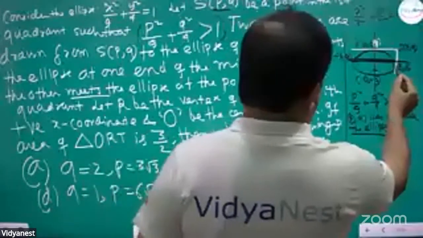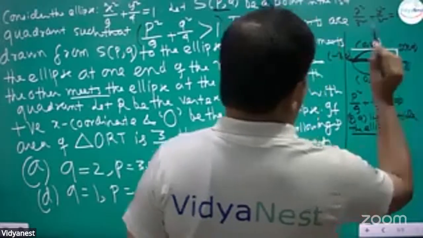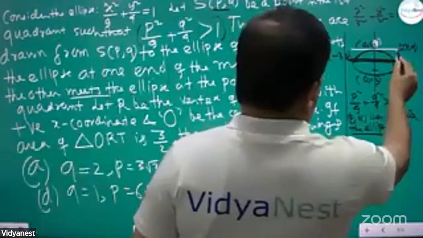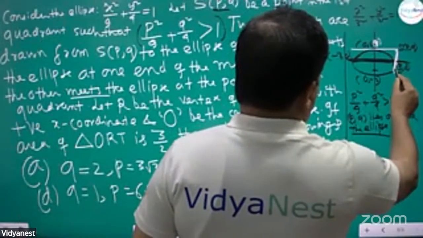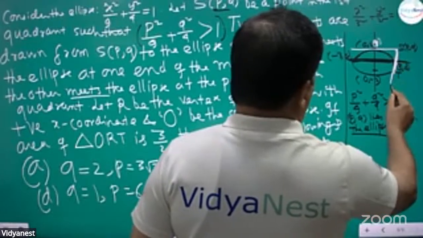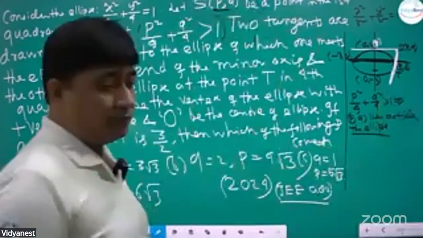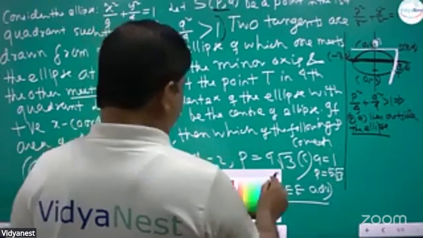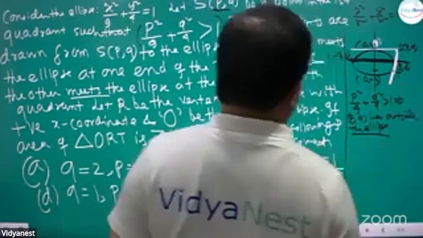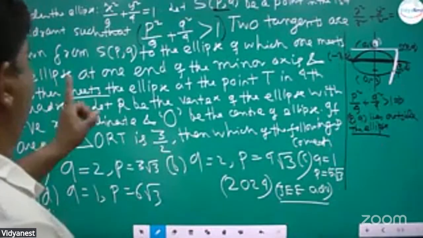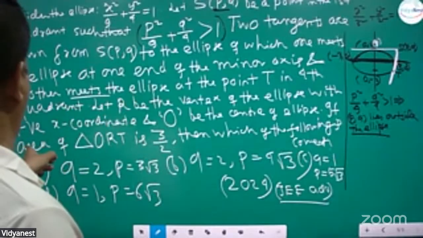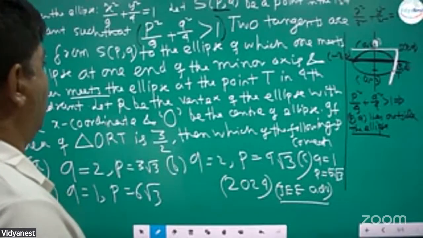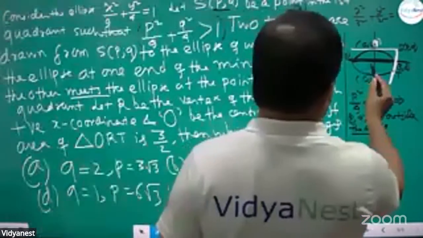That point of meeting point is T, that is in the fourth quadrant. So there is a tangent in bold form, that is T. Now, R be the vertex of the ellipse, and O be the center of the ellipse. That is O.